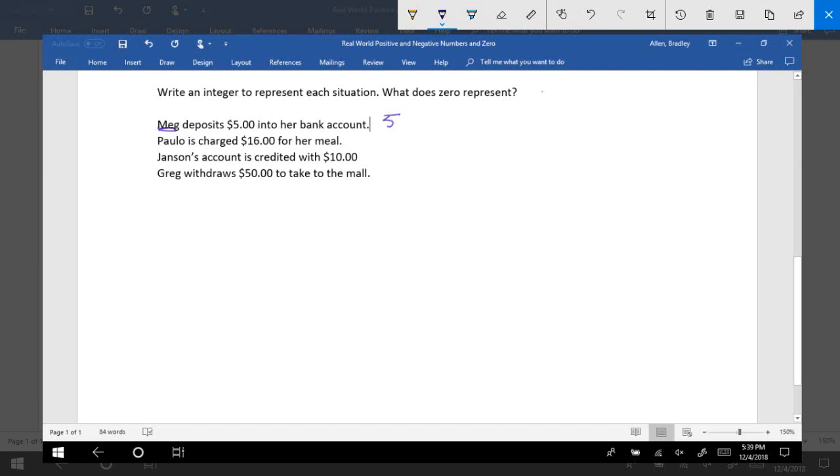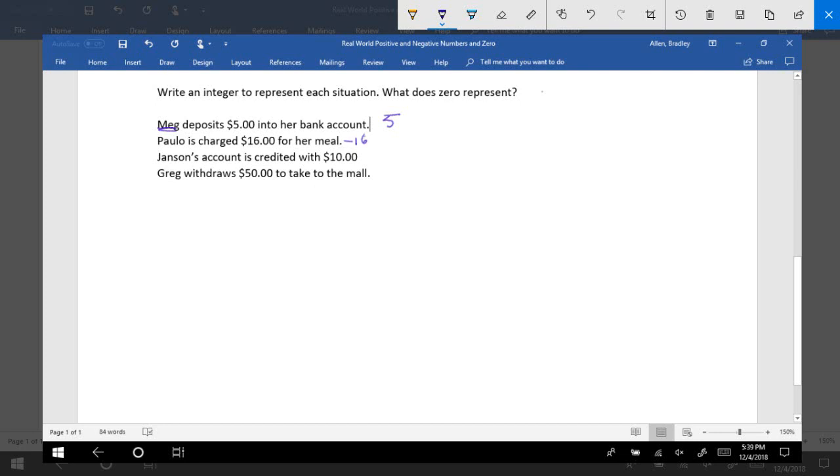Paulo is charged $16 for his meal. What happens when someone charges you for something, right? If you go out, you buy a meal somewhere, get some food, and they charge you money, are you gaining or losing money? You're losing money, right? So if Paulo's being charged money, then the integer that represents that situation is negative 16, right? I wrote that a little funky, so I'll do that again. Negative 16.